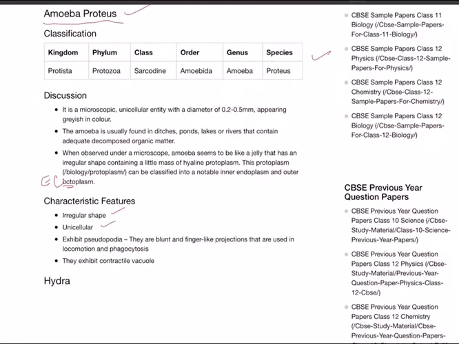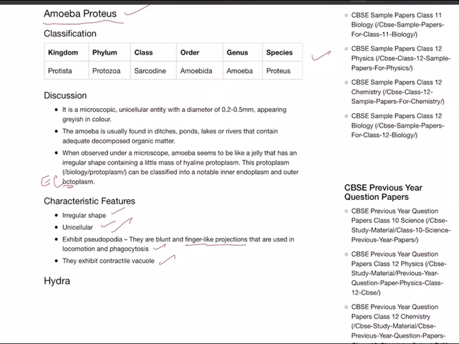What are the characteristic features you can identify with the amoeba under the microscope? Irregular shape, and it is unicellular. The whole body is made up of one cell. Most importantly, you will see it exhibit pseudopodia. Pseudo means false, podia means foot: false foot. The blunt and finger-like projections are used for locomotion as well as phagocytosis. Phago means swallow, cytosis is breaking. And they exhibit contractile vacuoles. You can see the nucleus also under high power.